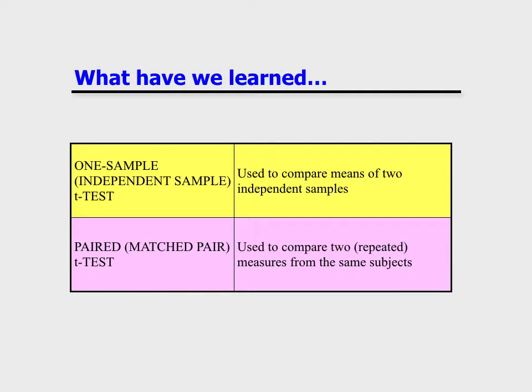So understanding this in terms of a definition, one sample or independent sample t-test compares means of two independent samples, whereas a paired t-test is used to compare two repeated measures from the same subjects, usually considered a pre and post. Now, this is if we have two groups.